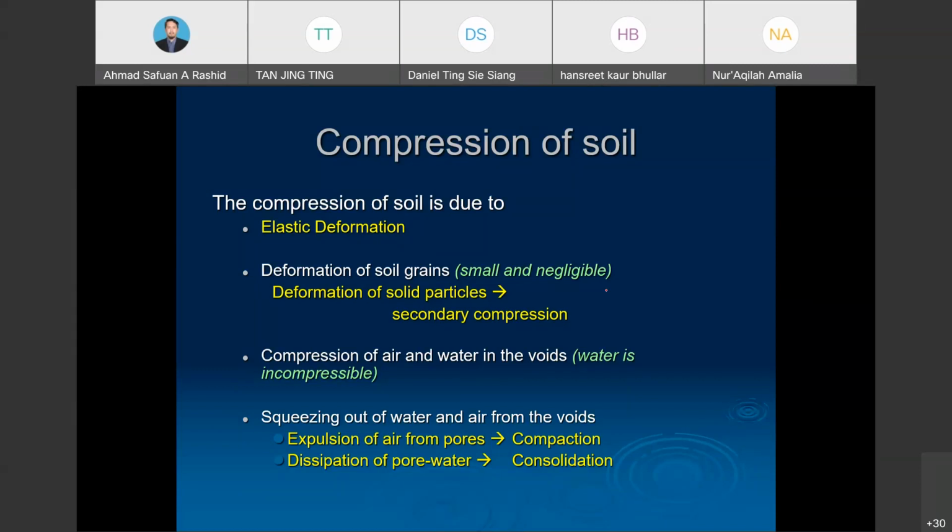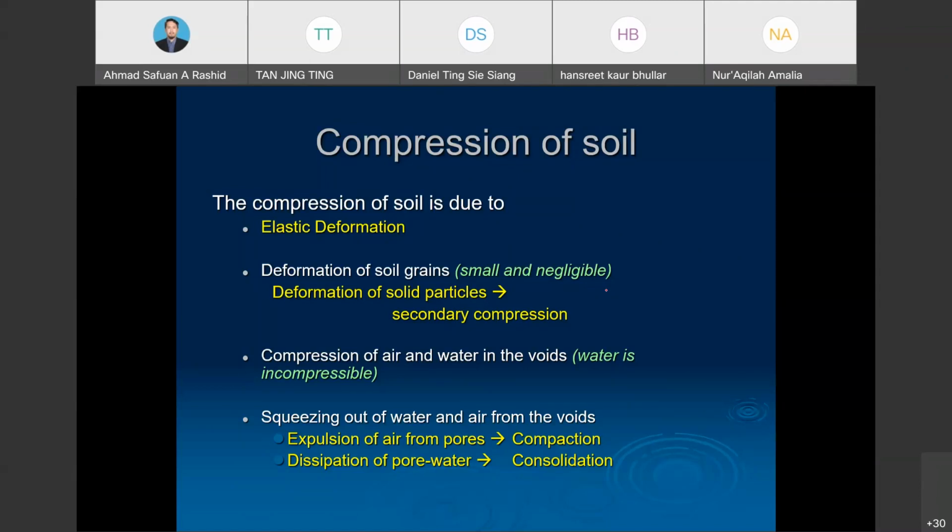Sebab tu dia berlaku dalam keadaan yang ketiga. Okay. So keadaan pertama dan kedua diambil oleh air dan air itu akan keluar daripada tanah apabila air tersebut telah memenuhi voids yang ada di dalam tanah. Okay. So compression of air and water in the voids, water is incompressible. So kalau terlebih dia akan keluar sendiri. Maknanya kalau voids tu perlu dipenuhi oleh air. So jika tidak diperlukan dia akan keluar.